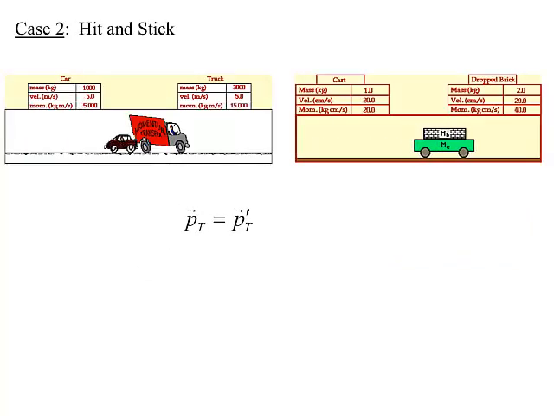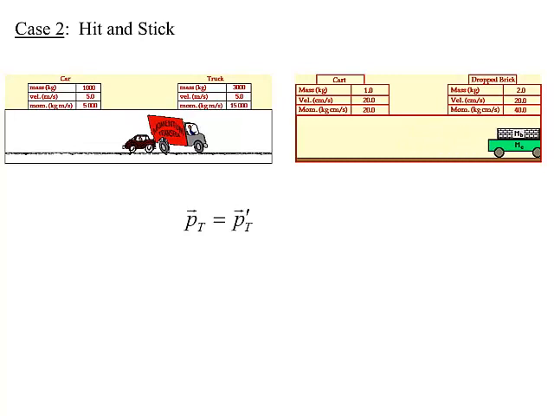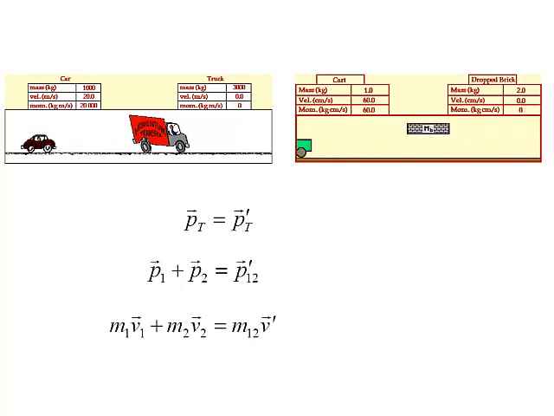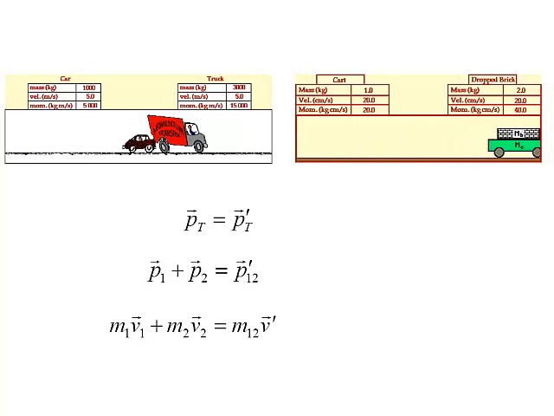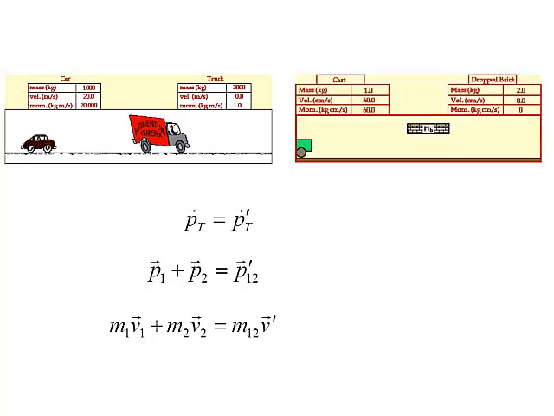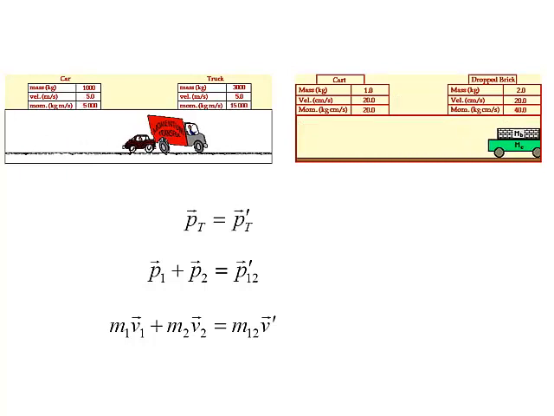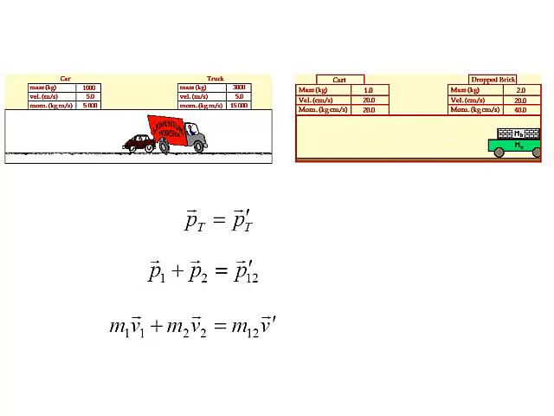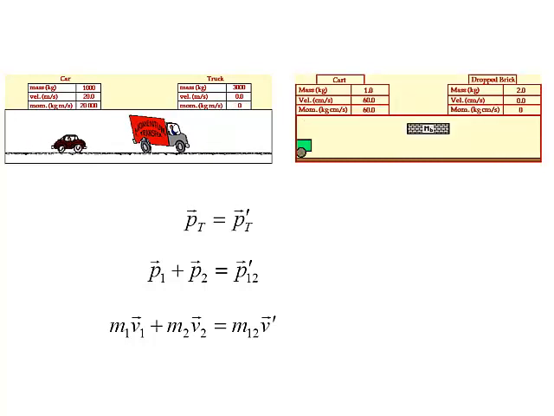Case number 2, we might have a hit and stick collision, like the 2 examples up there. What happens is, for both cases, the objects become one object, essentially, after the collision. So the car and the truck become sort of one moving car-truck combo at the left there. And then on the right, we've got some kind of cart and a brick or something loaded onto it. And notice they move off together as one object.